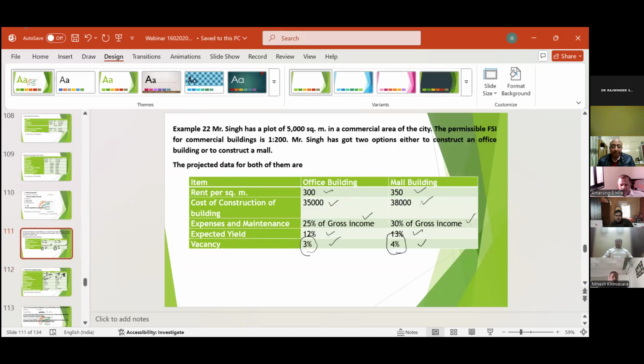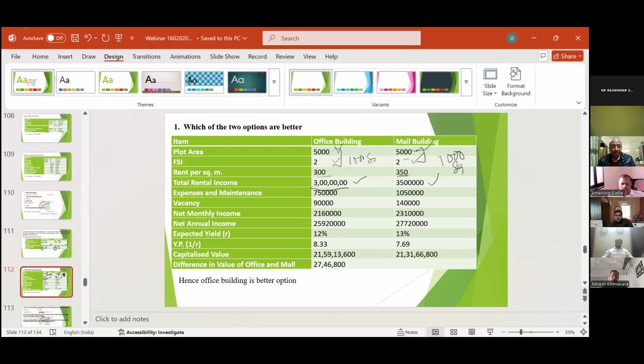25%, and in this case 30%, means 25% of 3 crore here, 30% of 3 crore, 75 lakh and 1 crore 5 lakh. We can see 3% and 4%. You calculate, it is 90,000, it is 1 lakh 40,000. So net monthly income, here this is net monthly income. 21 lakh 60,000, it is 23 lakh 10,000. So net annual income, you multiply it with 12, that will give you net annual income, because you have to do calculation annually.